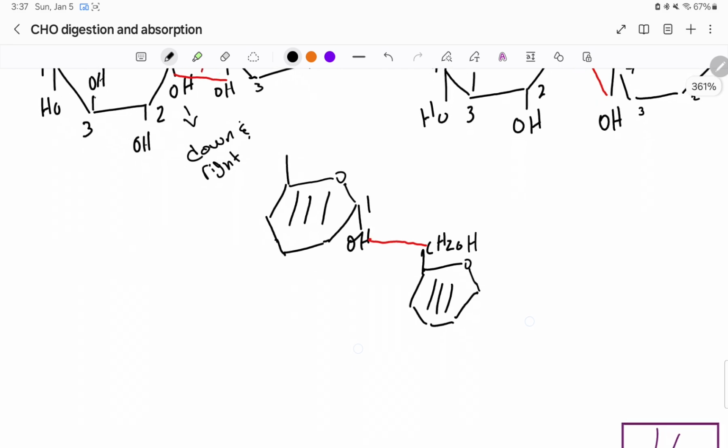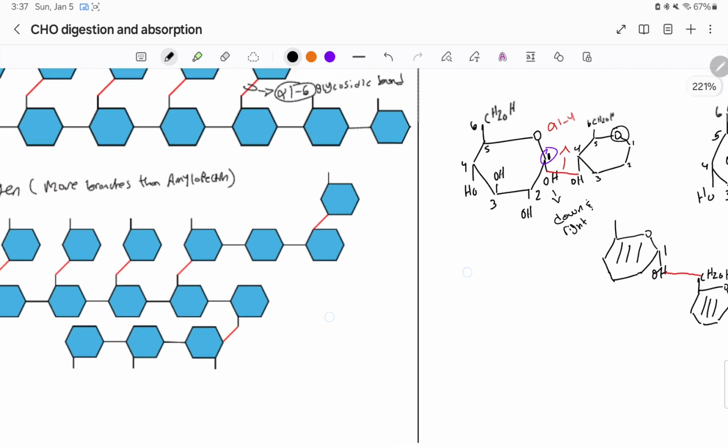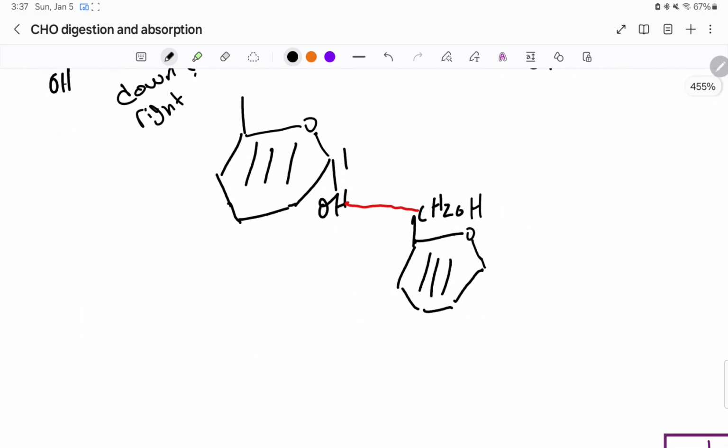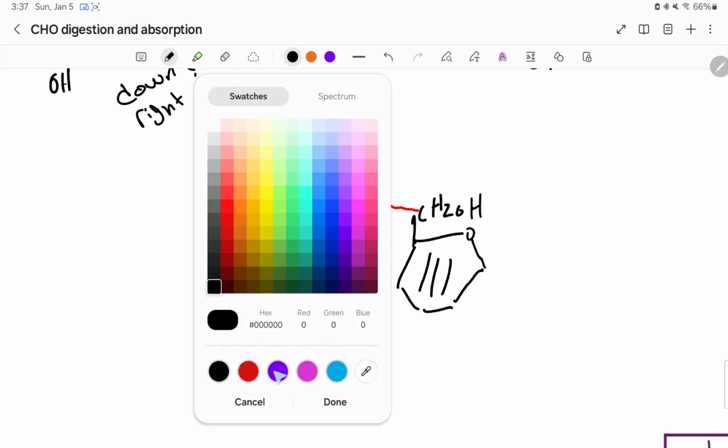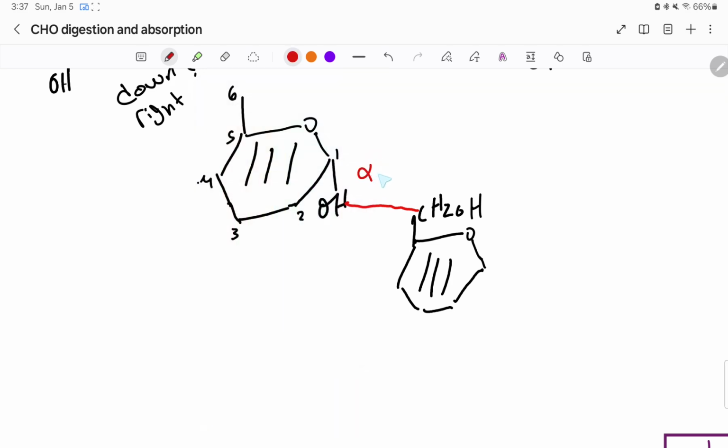Cool, pretty easy. What about the other bond? This other red bond that I said was responsible for branching points. Well, that bond is going to be this guy right here. So let's start counting from the oxygen. 1 carbon, 2 carbon, 3 carbon, 4 carbon, 5 carbon, and then 6 carbon. So we have the first carbon here, and the hydroxyl group is pointing down. So if it's pointing down, we know it's going to be an alpha bond. Let's write that down. So it's alpha bond, and that's 1. So 1 carbon.